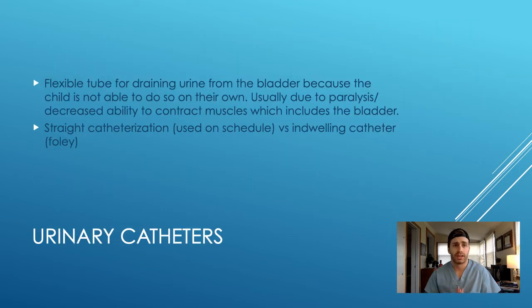So next we're going to talk about urinary catheters. So a urinary catheter is just a flexible tube for draining urine from the bladder because the child or student is not able to do so on their own. Usually this is due to some sort of paralysis or a decreased ability to contract muscles of the bladder. And there's two different types of catheterization that you're most likely going to see. An indwelling catheter, also known as a Foley catheter, which stays in the patient for a period of time and then gets replaced, or a straight catheter, which is used on a schedule, and the patient gets catheterized, they drain the urine, and then they take the catheter out. And we'll demonstrate that here.